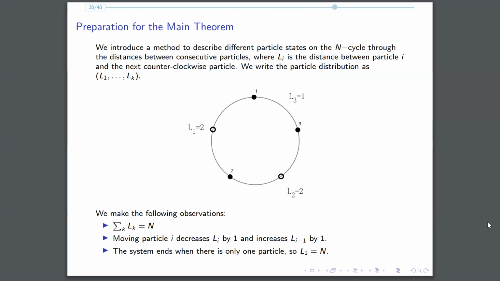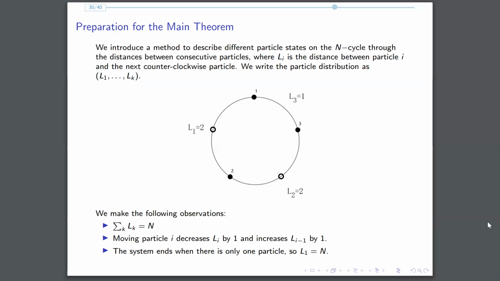By looking at this method, we would like to make the following observations. First of all, the sum of all the lengths L_k sum up to n. Note that this is true because you always go from particle 1 around the cycle back to particle 1, and since this is an n-cycle, they always sum up to n.